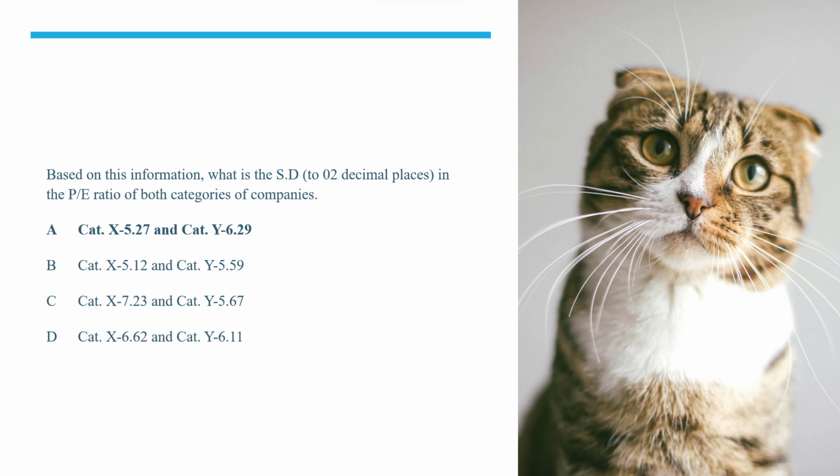Based on these calculations, the correct answer is option A. That is, category X company's value is 5.27 and category Y company's value is 6.29. Finally, you need to understand that category Y companies have a wider spread measured as standard deviation in the price earning ratio when compared with category X companies. Therefore, a risk averse investor may prefer category X companies.